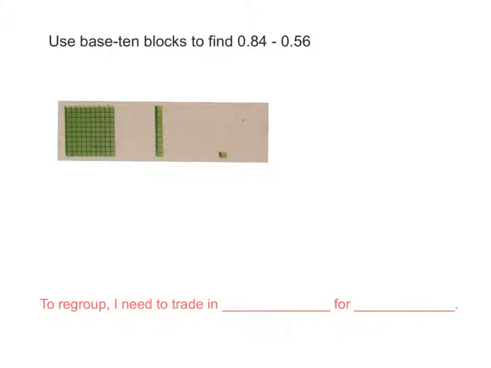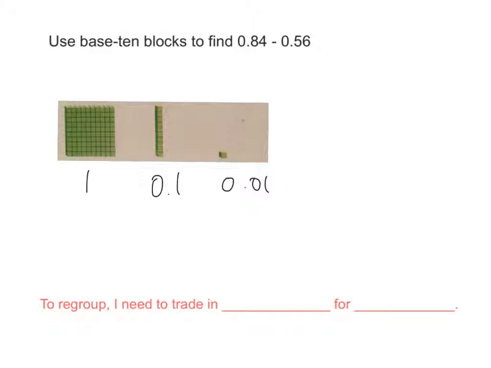It says use base 10 blocks to find 0.84 or 84 hundredths minus 56 hundredths. Let's remind ourselves again, how can we use these base 10 blocks to represent decimals? This flat, we can use this flat to represent what value? Shreya? Okay, we can use the flat to represent 1. We can use the long or the rod to represent, Ariel? 1/10, okay. And finally, we can use the small unit cube to represent what, Marcus? The hundredth. 1/100th. Okay. So now let's use my blocks right here and model this problem.